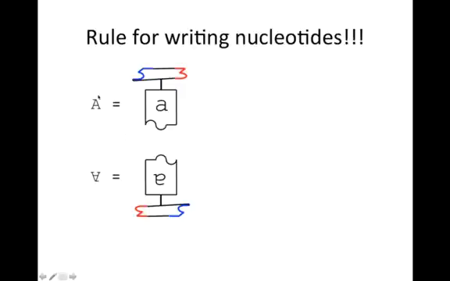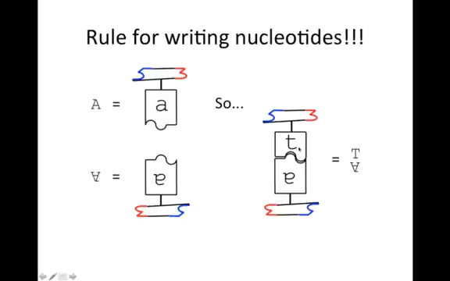So let's look at what that means then. That means if we write A, we mean an A oriented this way. And if we want to write it in the opposite direction with the 5' to the right, then we can just write it upside down. Okay, so whenever you write an A, you mean the 5' is before that and the 3' is after it. So if we write it upside down, then that would mean the 5' is over here and the 3' is over here.